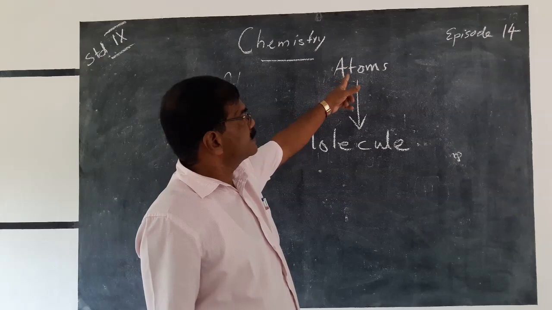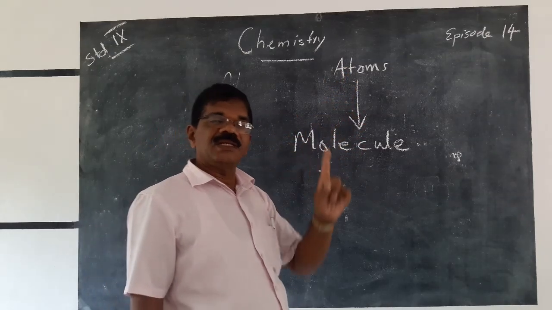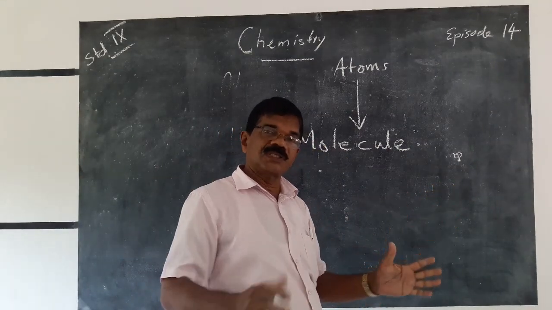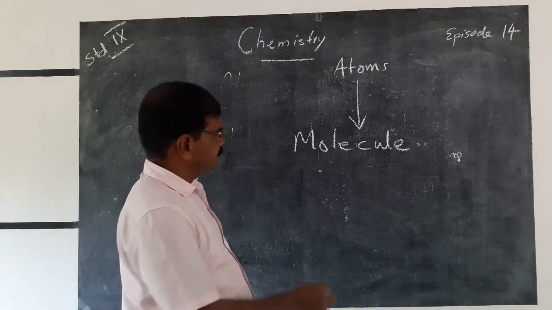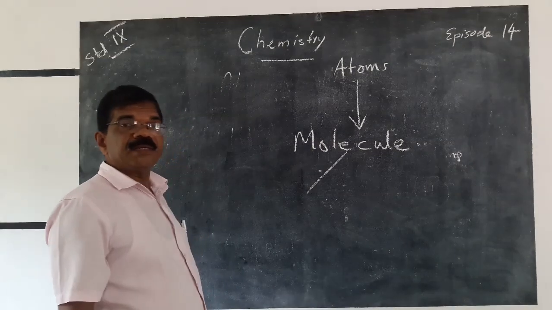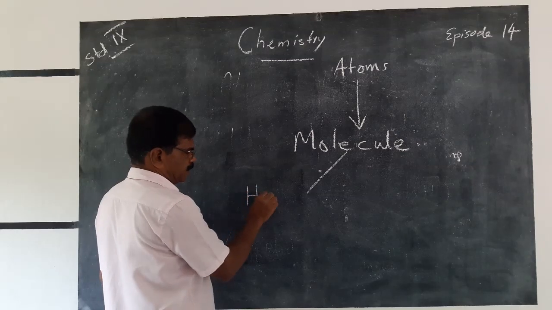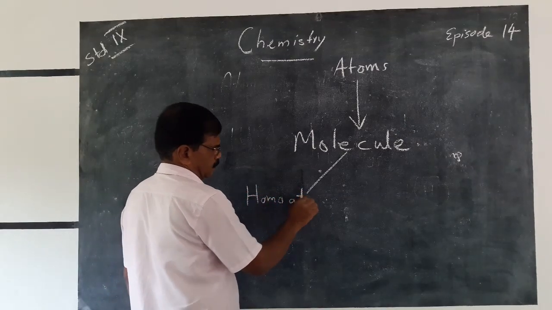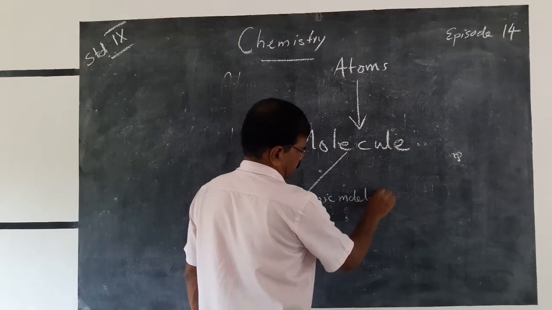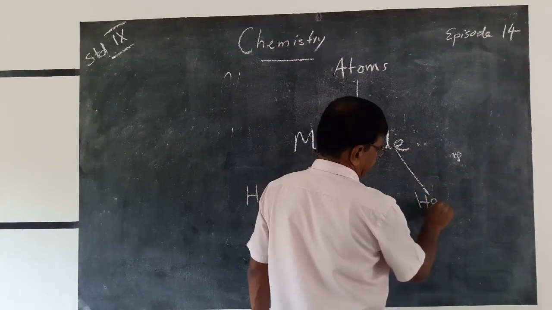Then atoms combine to form molecules. There are two types. What are they? Homoatomic molecules and heteroatomic molecules. What are homoatomic molecules? Homoatomic molecules. Then heteroatomic.